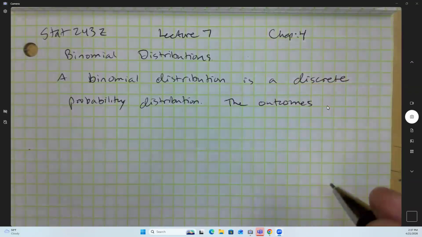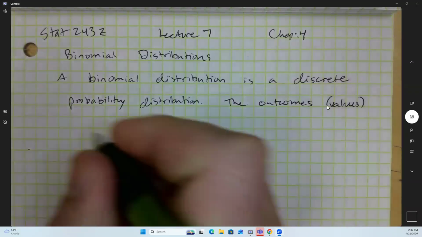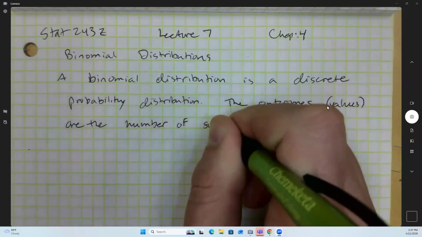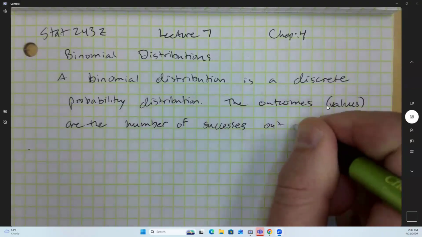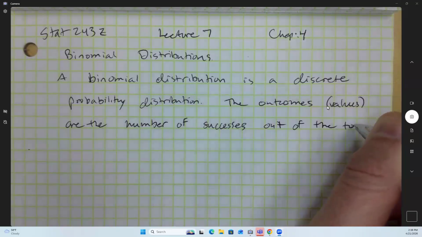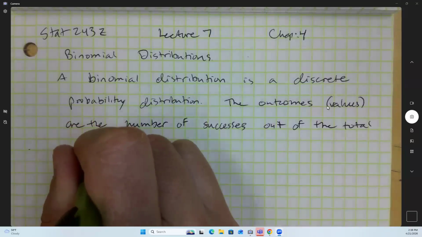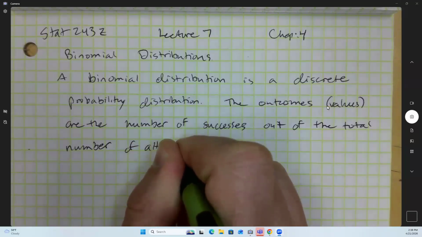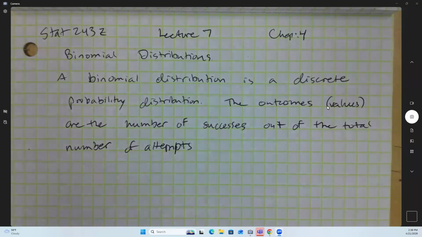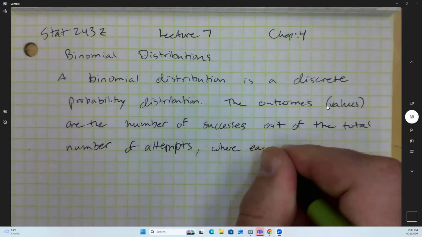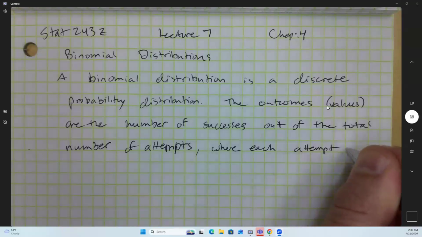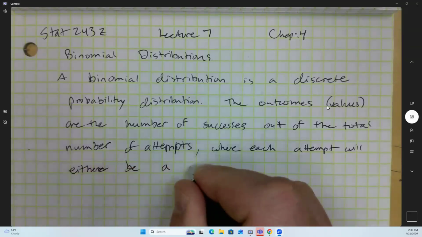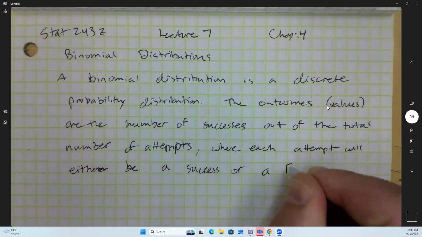The outcomes, also known as values, are the number of successes out of the total number of trials or attempts, where each attempt will either be a success or a failure.